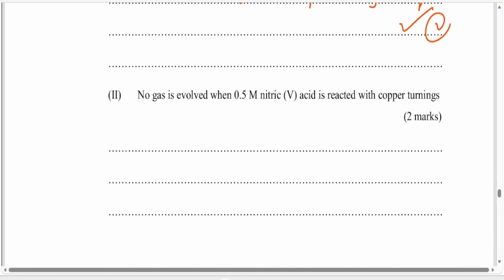Explain again why no gas is evolved when 0.5 molar nitric 5 acid is reacted with copper 2 or copper turnings. Why is it that when I react 0.5 molar nitric acid with copper, there is no evolution of a gas? You need to understand that this is a very dilute solution. It's not concentrated, it's a very dilute acid.